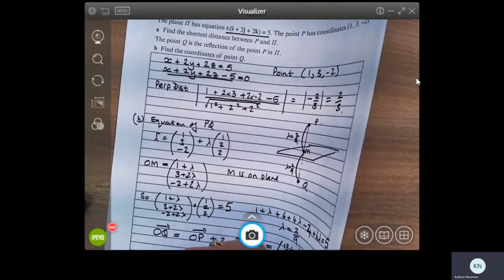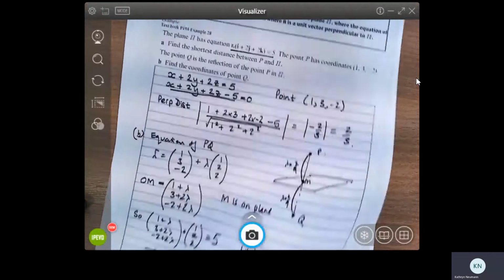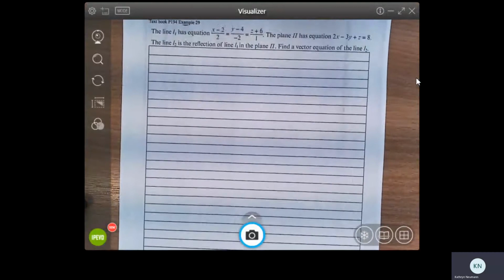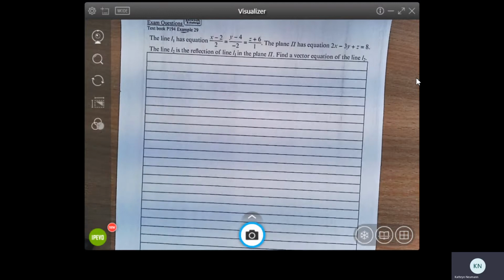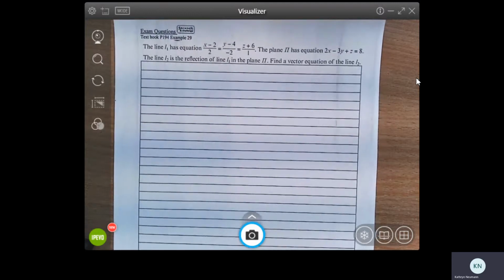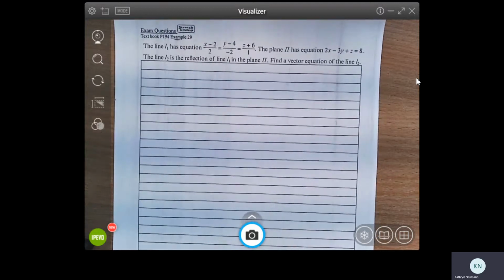Right, the second question, or the last question, which is a stretch and challenge question here, asks you to find the equation of a line when it's been reflected in a plane. Now, this is quite a difficult question. That's why it's got a stretch and challenge logo at the top.